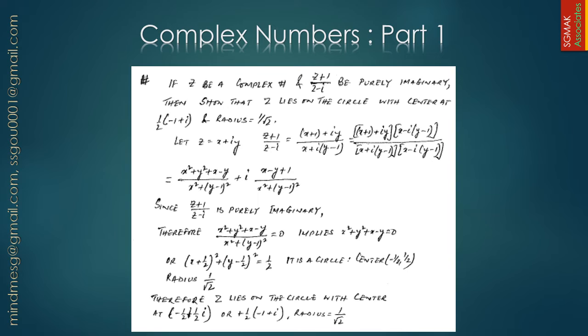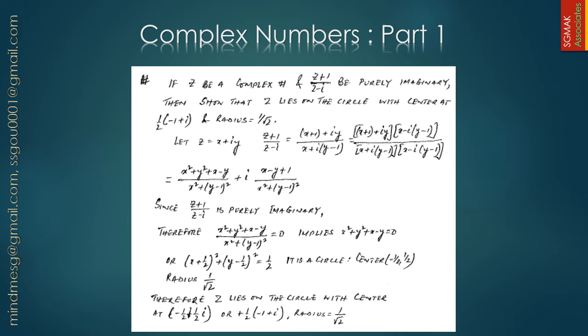If you look at the real part, the denominator is positive, so the numerator has to be 0. So we have x squared plus y squared plus x minus y is 0. That can be written as (x plus 1/2) squared plus (y minus 1/2) squared equals 1/2. So that's a circle with center minus 1/2 and 1/2 and radius 1 over square root of 2.